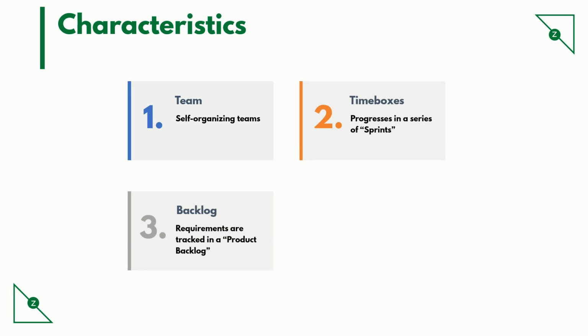Backlog. Requirements are tracked in a product backlog. All requirements and defects are tracked in a backlog. In short, anything that the team is supposed to work on has to be in the backlog. That way, the team knows where to look for work, and the team will not be deviated by any other sources of work.